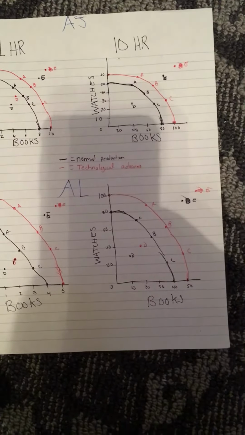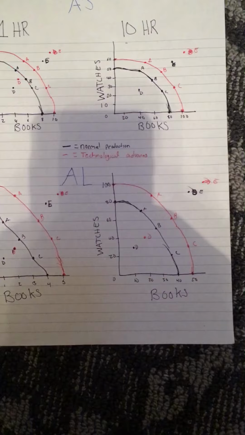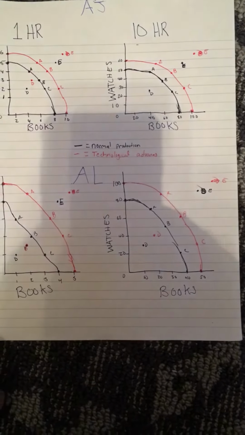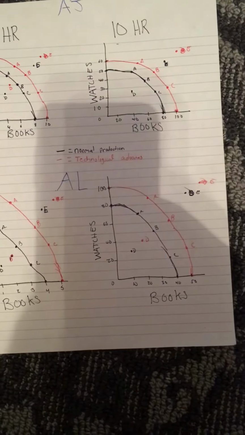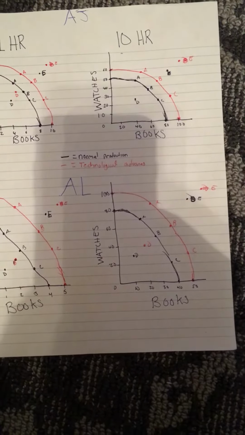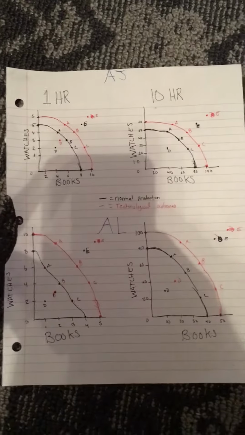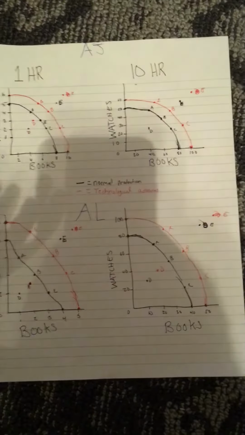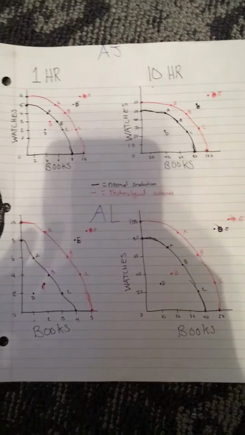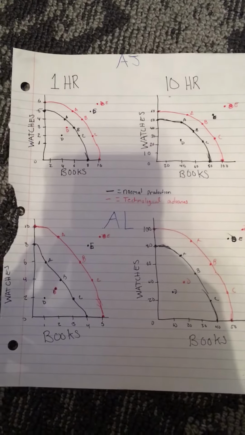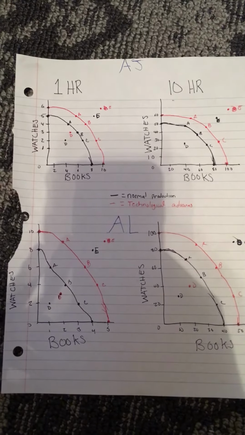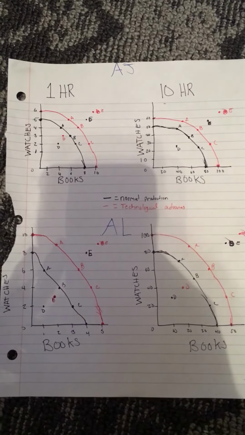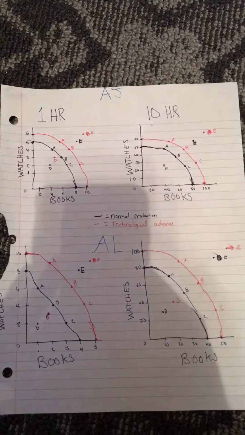So our absolute advantage is going to go to AJ, and our comparative advantage is going to go to Al in the watches. So as far as what they specialize in, AJ is going to specialize in our books. So if we can get AJ on the books, we're going to make him make books. And Al, of course, he's going to specialize in our watches.